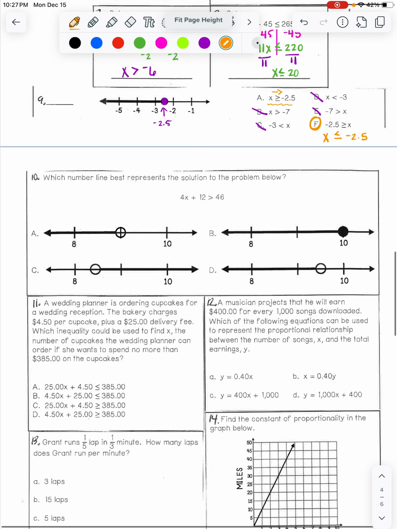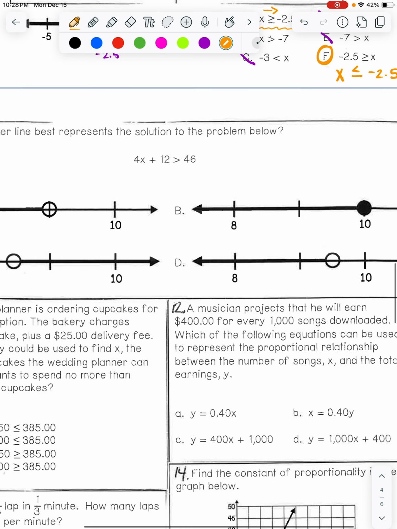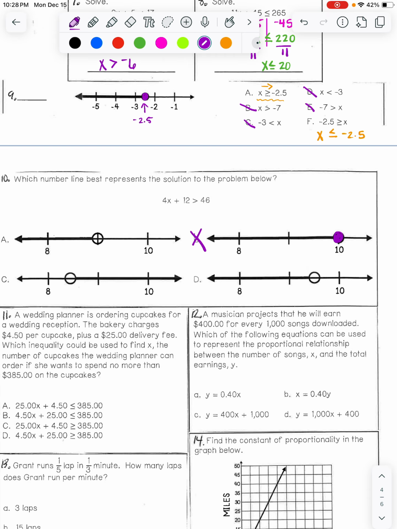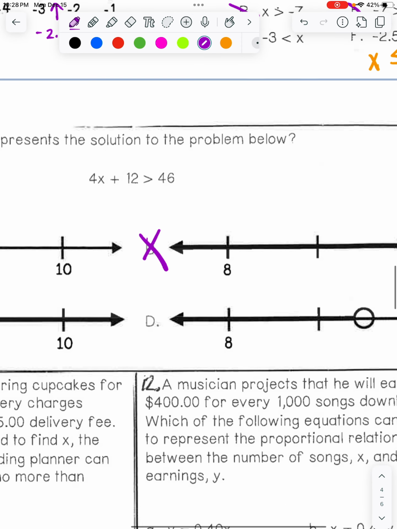Excuse me. So number 10. I do need to solve this one, but one thing I like about multiple choice, even though I actually hate multiple choice, is that it is helpful. Automatically, I know B is not my answer because that is a closed circle, and I can see here that this inequality does not have an equal to underneath it, so it should be an open circle. So it's got to be one of the other 3. All right, I do have to solve this one.